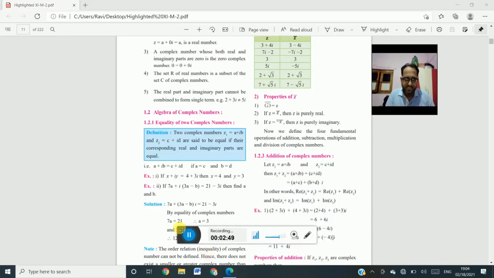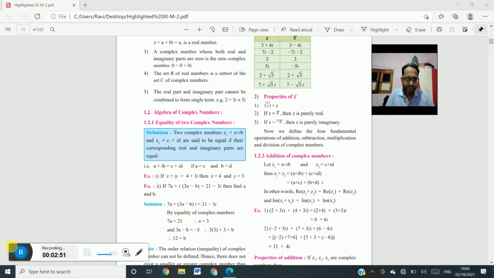Then see the algebra of complex numbers. What is that? Two complex numbers z1 equals to a plus ib and z2 equals to c plus id are said to be equal if their corresponding real and imaginary parts are equal. See the example, a plus ib equals to c plus id if a equals to c and b equals to d, right?